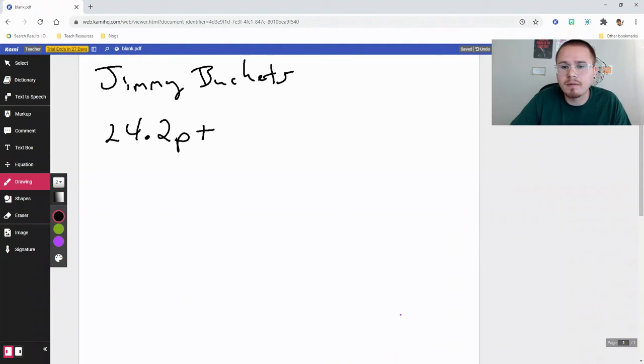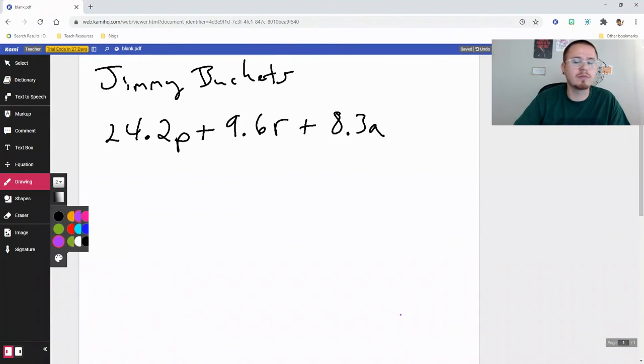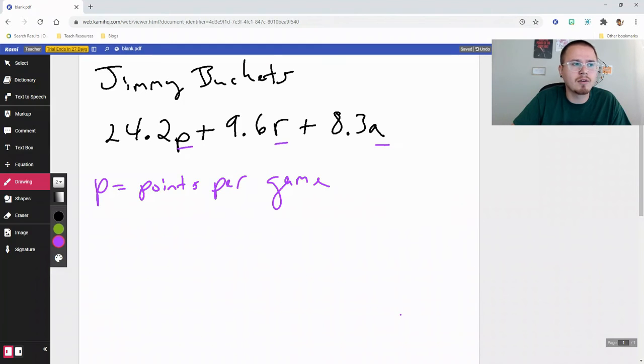We got 24.2p. We could have something like 9.6r. We could have something like that. Now, the question would be, what does this expression represent? Obviously, these are not like terms because there's different letters. So we would have to establish that P represents points per game in the finals. And on that same note, R would be rebounds per game, and A would be assists per game because he's putting in work.